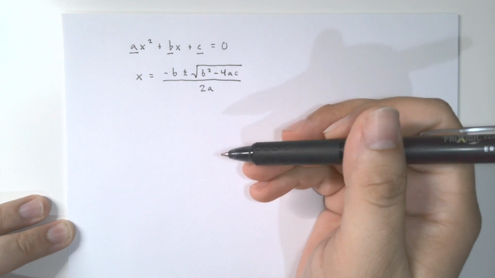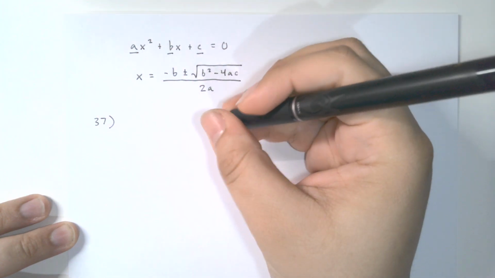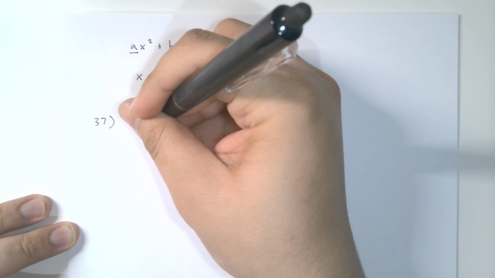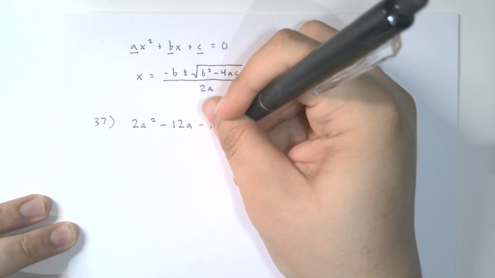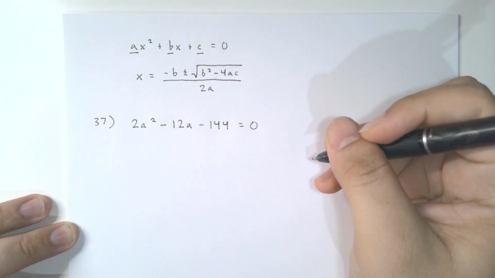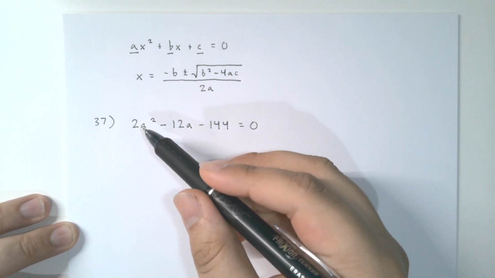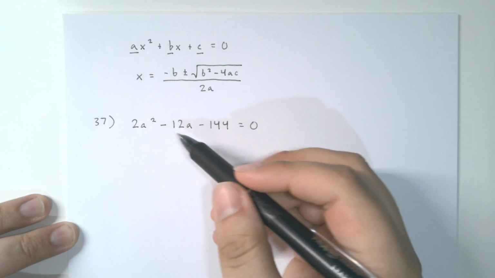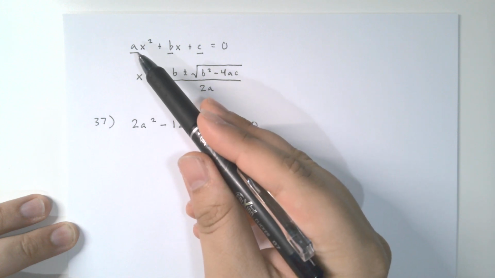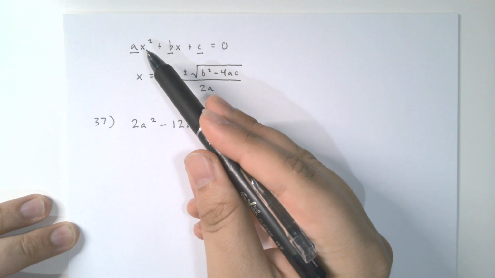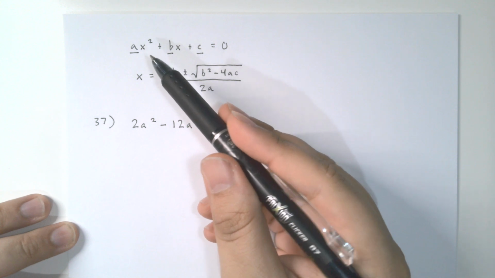So we plug in the values of a, b, and c into this formula, and we will have our solutions. So, looking at number 37, we have 2a squared minus 12a minus 144 is equal to 0. Before we begin with this one, notice that our variable here is a. So we have a squared and minus 12a here. That's not to be confused with the a that is in the formula. So the a in the formula is a constant, whereas this a in number 37 is our variable. So we want to be careful with that.